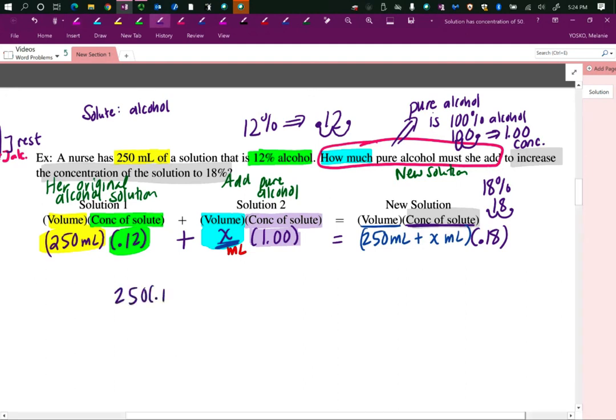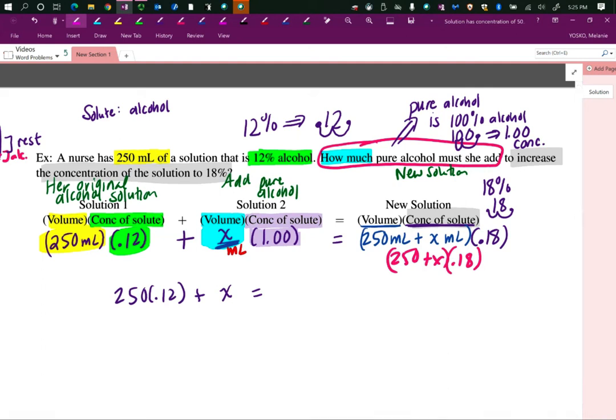So 250 times 0.12 plus X times 1. Usually we say 1 times X. I think we put the number first. And then we have 250 plus X. That's what this is, right? If I drop the units, 250 plus X times 0.18. But you're probably more comfortable if I switch the order using the commutative property. Multiplication is commutative, which means I can flip the order. For example, 3 times 7 is the same as 7 times 3. So it's okay if I write this as 0.18 times 250 plus X.